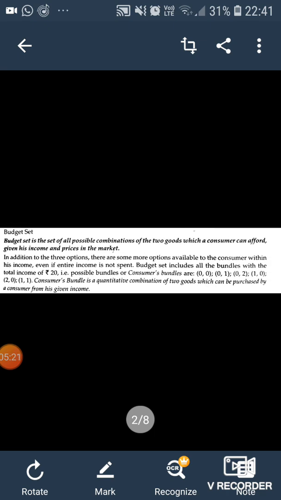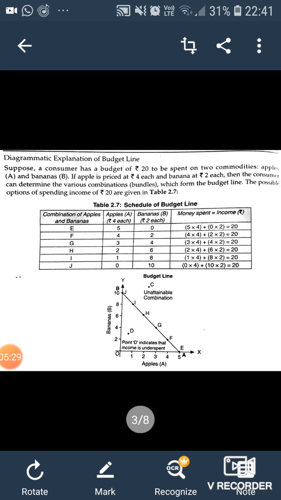What is budget set? All the possible combinations which the consumer can afford with his income and given prices. So all the points on the line E, F, G, H, I, J are on the budget line. Along with these points, the budget set also includes all the points under the budget line AB, because all the points in the area in this triangle OAB are affordable to the consumer, and are included in the budget set.